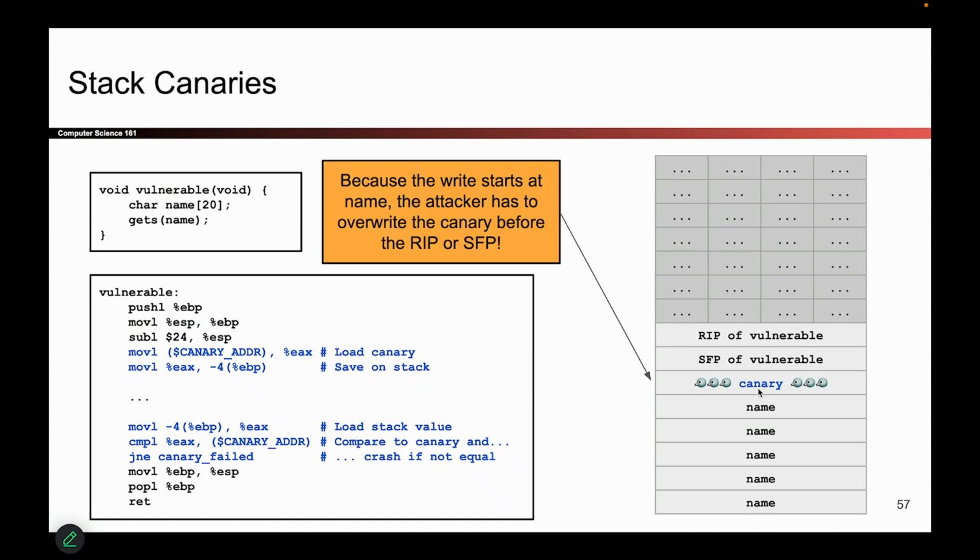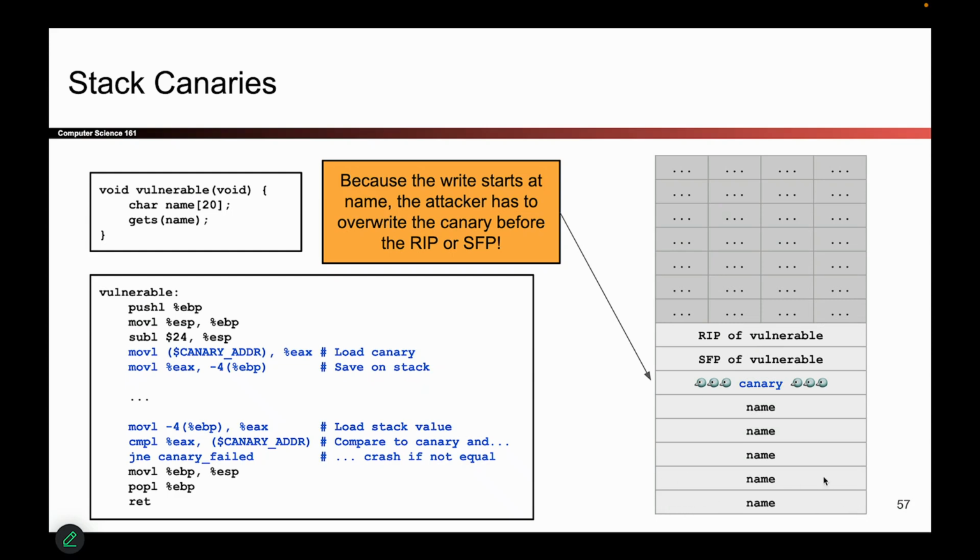And by the way, you might be wondering, why did we put the canary here? Why didn't we make it the first thing we pushed? We could have put the canary up here. And why didn't we put it down here, where name is? So the reason why we put the canary here is because now if an attacker tries one of their classic buffer overflow exploits, where they overwrite all of name, overwrite SFP, and then overwrite the RIP, what are they going to do? They're going to start down here.